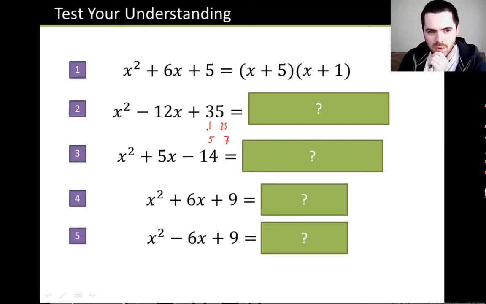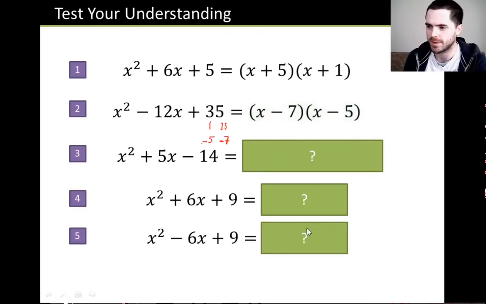We need to make minus 12 specifically. There's no way 35 and 1 will do that. 5 and 7 will give us 12. But because it's a negative 12x, we need negative 5 and negative 7. Minus 5 minus 7, that gives us negative 12. And minus 5 times minus 7, that will give us plus 35. X minus 7, x minus 5.